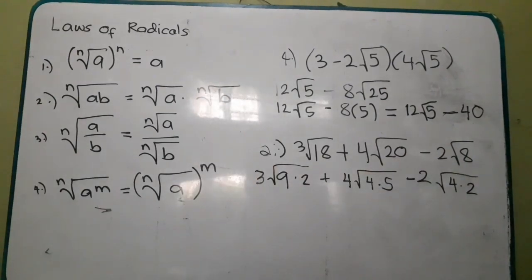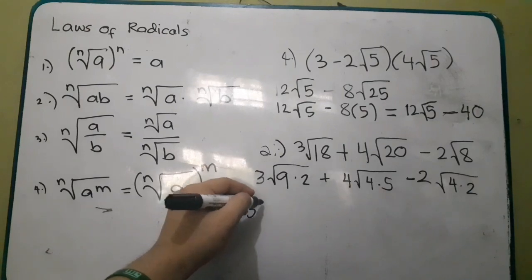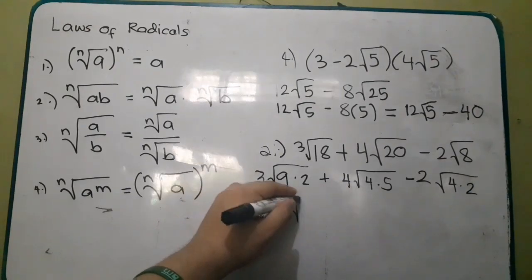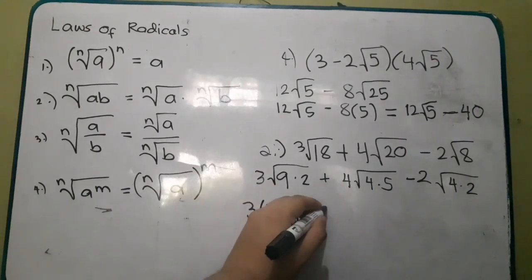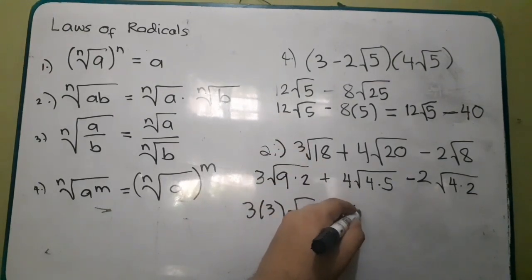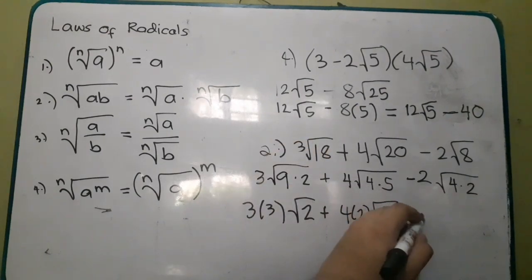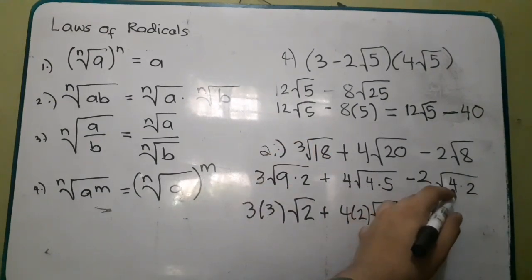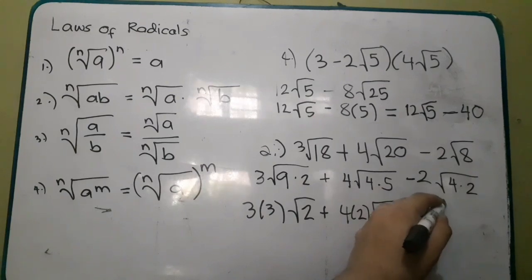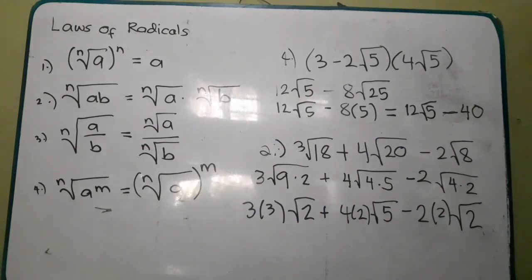And then, those perfect squares we can take out of the radical. So, square root of 9 is 3. What remains is square root of 2. Plus, square root of 4 is 2. So, 4 times 2, square root of 5. Minus 2, square root of 4 is 2. Then what remains is square root of 2.